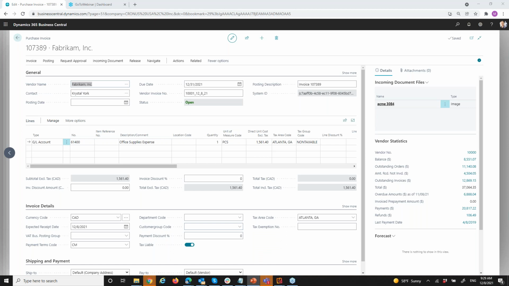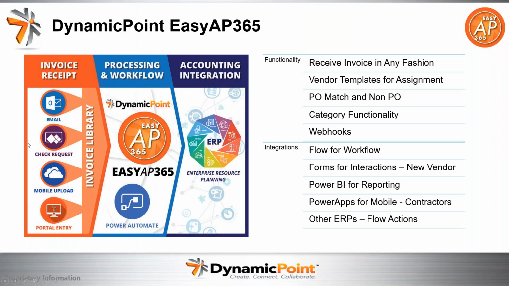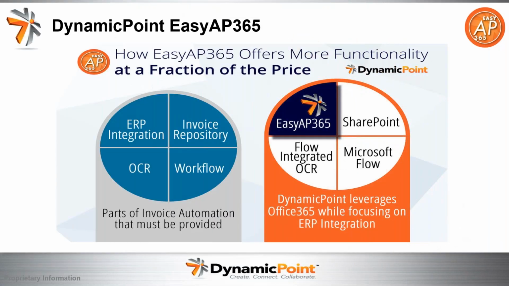So just to recap the steps that we covered, we went through the receipt and the different ways I get to use Office 365. We went through the processing, the different ways I get to use Office 365 from an approval perspective. And last but not least, it brought it into the accounting system ready to be posted and paid. So those are the steps we're taking you through.